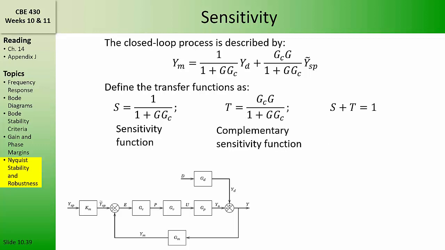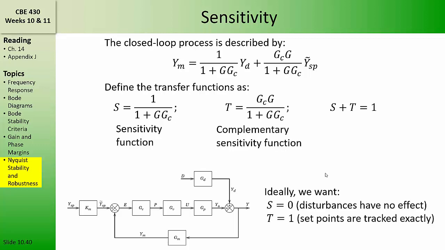This sensitivity function and complementary sensitivity function will provide us with quantitative measures of the process robustness, which up to this point we've only discussed in qualitative terms. Now, for ideal behavior that achieves perfect set point tracking and perfect disturbance rejection, we might want S to be equal to 0. That would mean that disturbances would have no effect on our measured value. And we might want T equal to 1, meaning that the measured value of our controlled variable would exactly track set point changes. Of course, process dynamics would prohibit this from being the case for a standard feedback control loop.